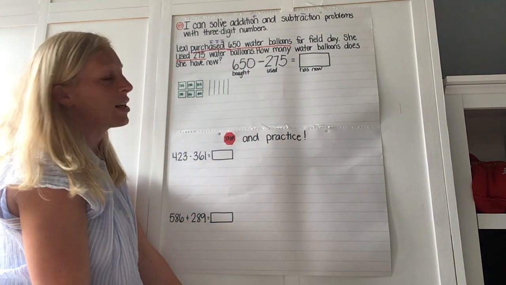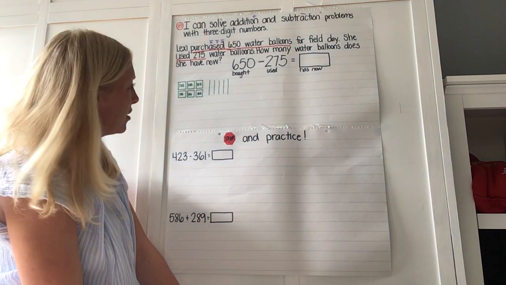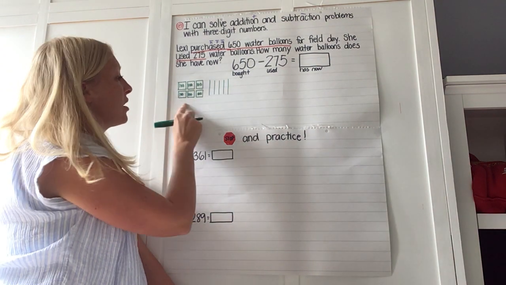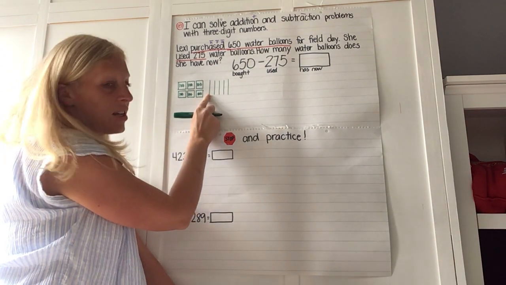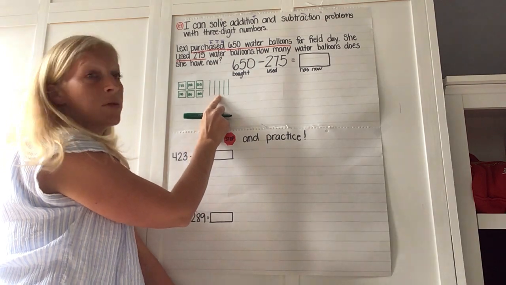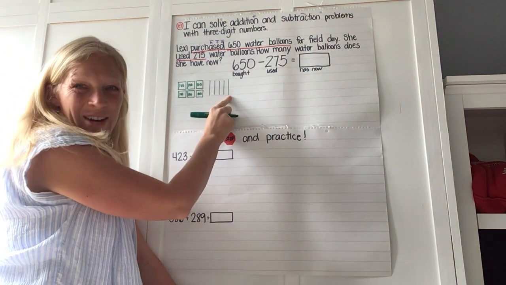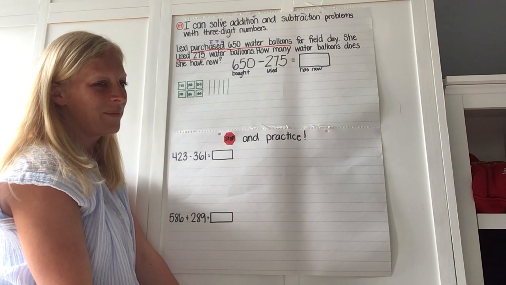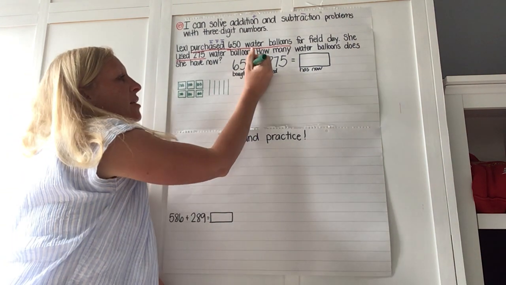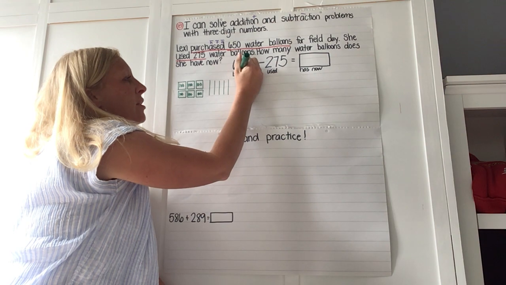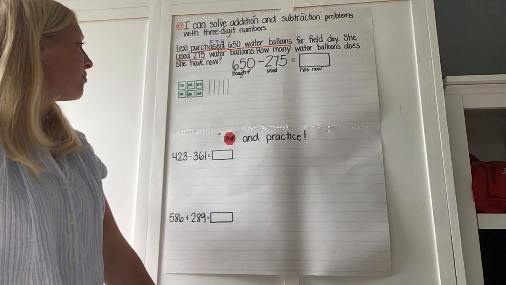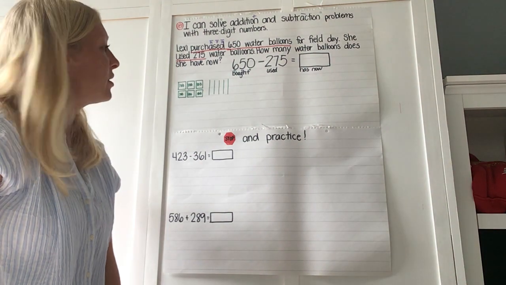What do each of those sticks represent? 10. So this shows 650 because 600, 610, 620, 630, 640, 650. How many ones are you going to draw? Why not? There is a 0. There's our hundreds, our tens, and there's a 0 in that ones place. Okay, so what are you going to do next?